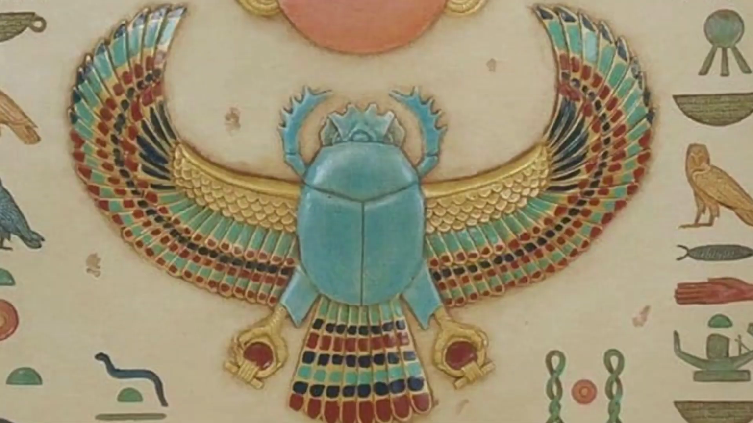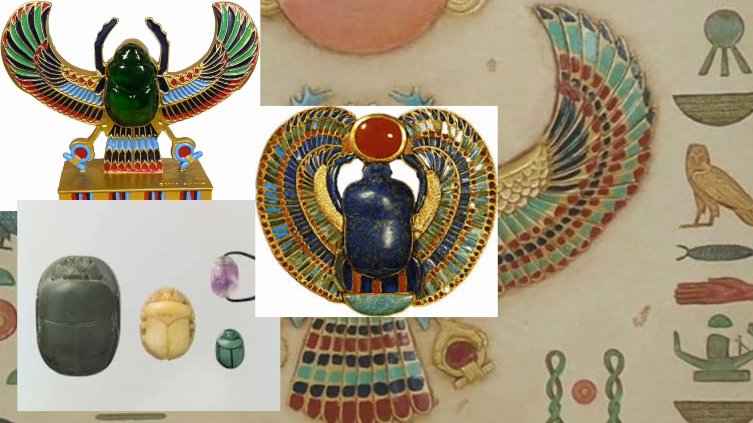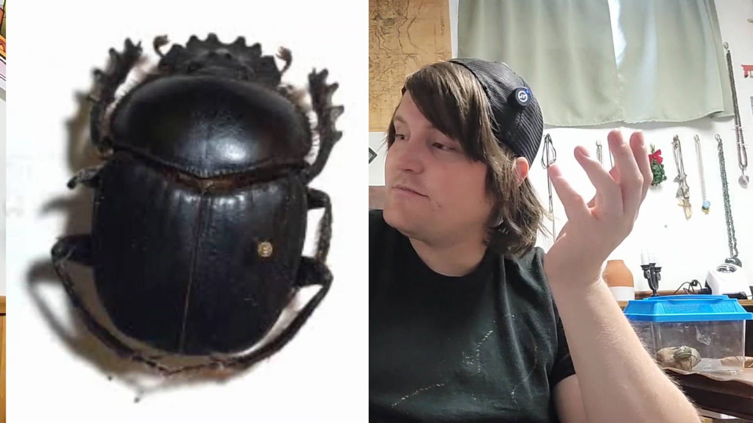If you look at ancient Egyptian art, either in carvings or on amulets, you might be fooled into thinking these beetles are much more interesting looking than they really are. Usually depicted with hues of blue, green, or turquoise with trim of gold and fiery red, but really they're just like this. A simple, medium-sized black beetle that is not particularly remarkable among its family members.